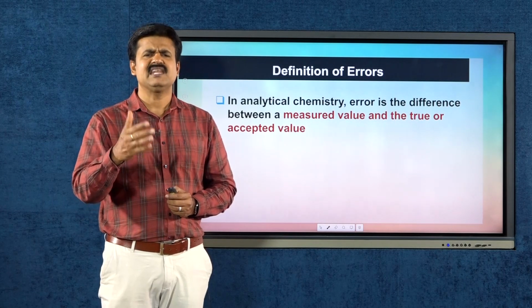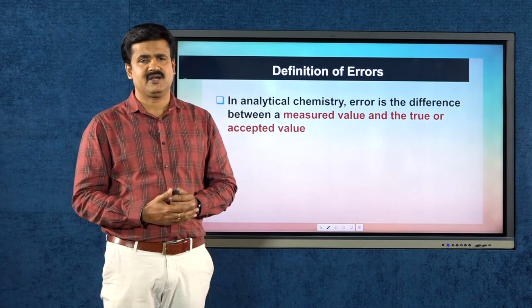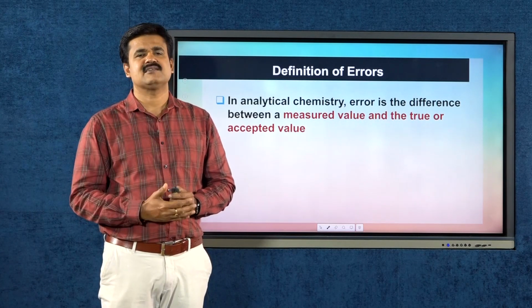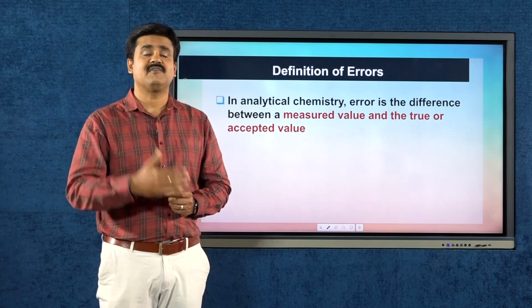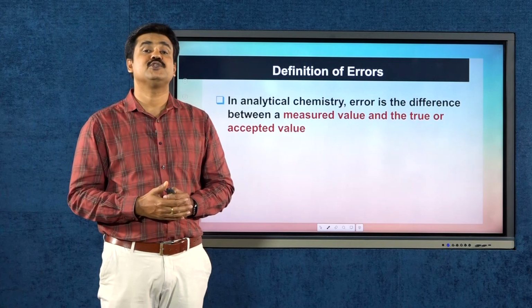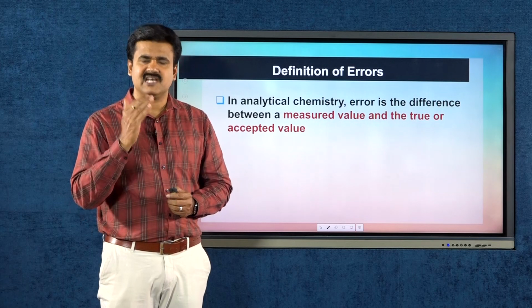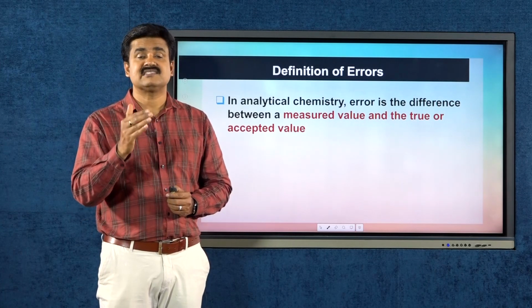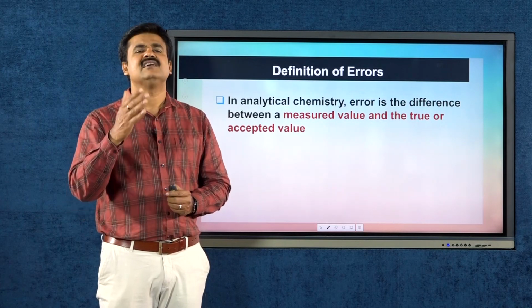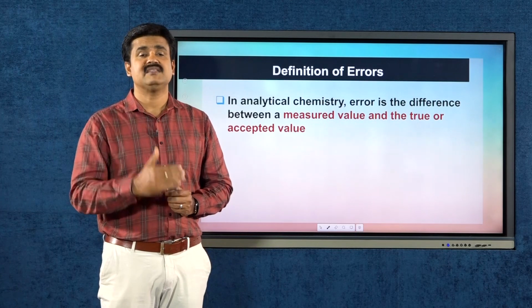Suppose in a particular quantitative analytical procedure, you got a value 4.8. So, the true value is 5 molar and you got a value equal to 4.8 molar. There is a difference of 0.2 molar. This is a considerable difference. That means the error is considerable. You cannot neglect that error. The result is not accurate. Higher the error, lower will be the accuracy.